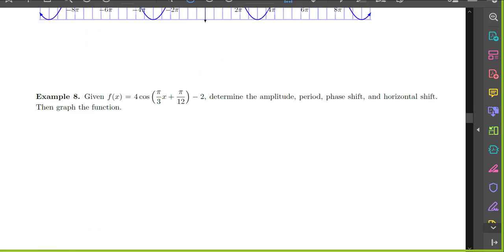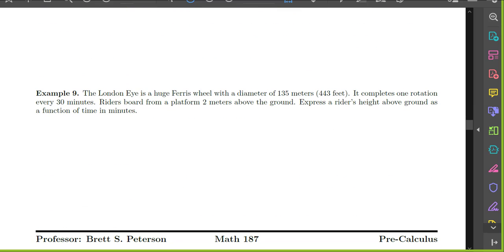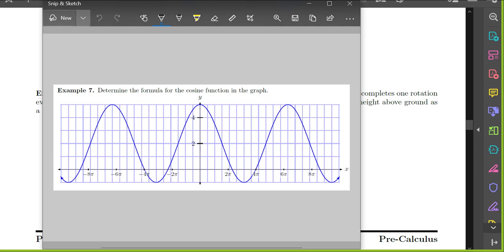All right. Let's take a look at our next example.